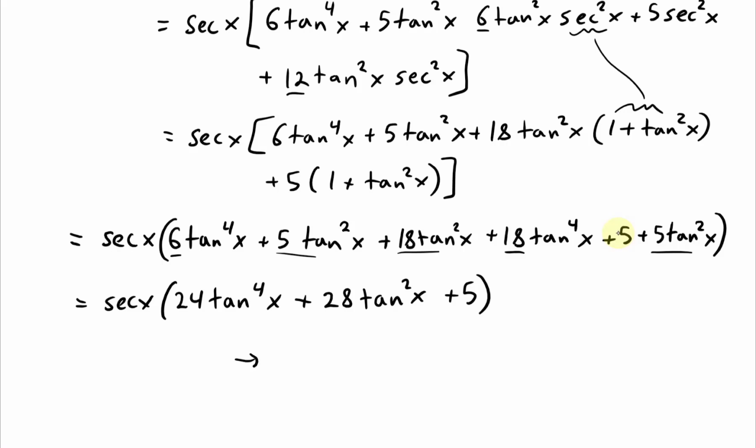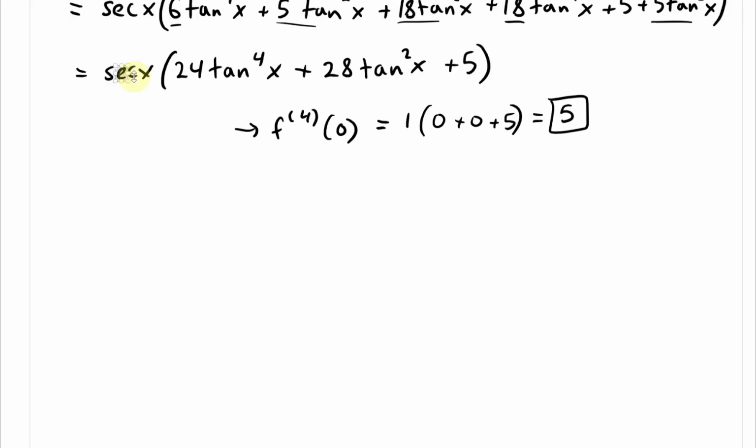And now we just plug in our f of 4 at 0. The easy part is plug in 0. So secant is just going to be 1. Now this one's going to be 0, 0, and then a 5. 0 plus 0 plus 5 equals 5. Like that.